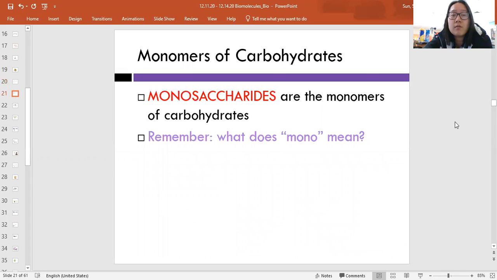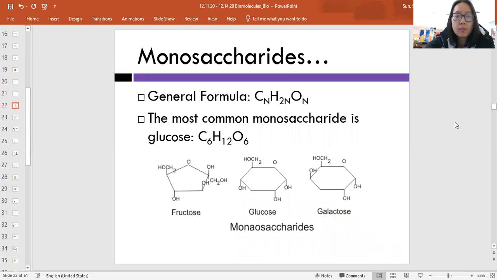The monomers of carbohydrates have a special name: monosaccharides are carbohydrates that are one unit at a time. Mono means one, and saccharide literally means sugar or sweet. So you have one sugar at a time, and that is a monosaccharide. The general formula of monosaccharides is the same as before, CH2O multiplied by whatever n for the whole thing. The most common monosaccharide is C6H12O6, which is glucose.